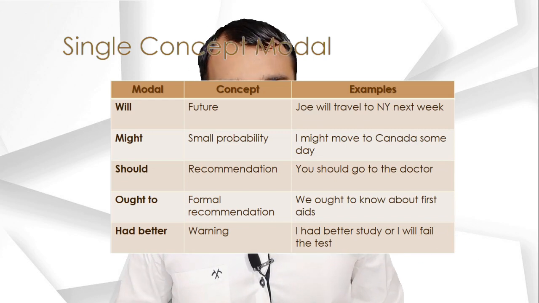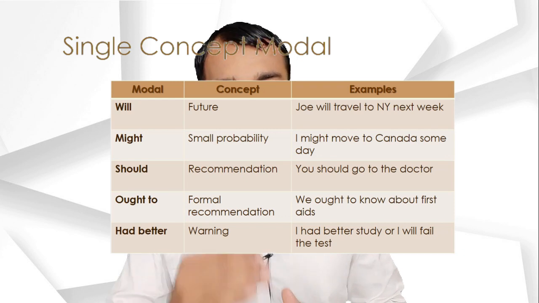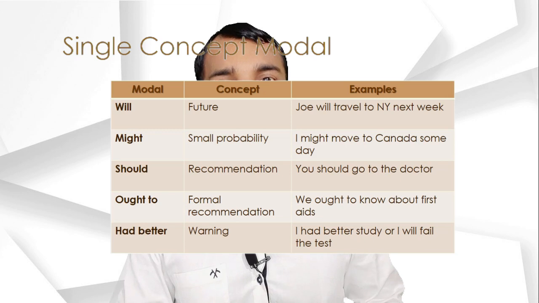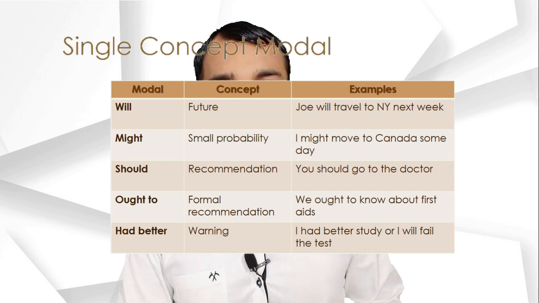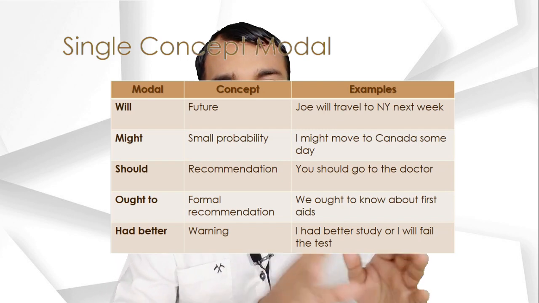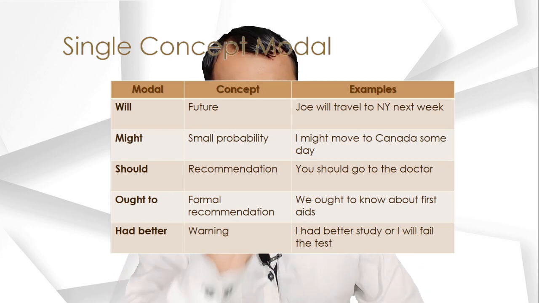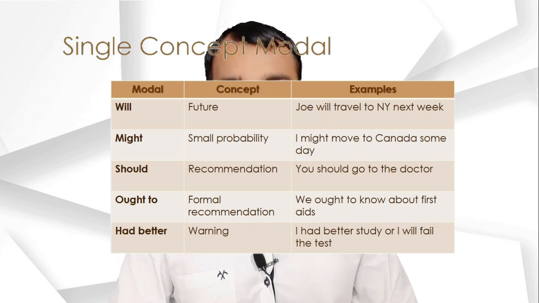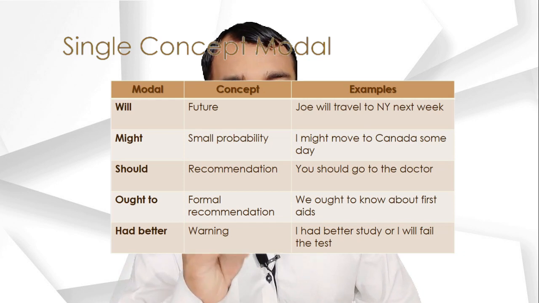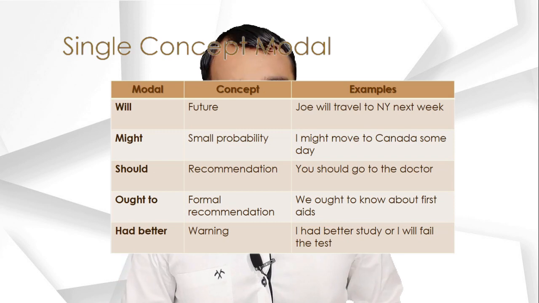Now might: its meaning is small probability. In order to express small probability, we use the modal might. It has only one meaning. For example, I might move to Canada someday. So there is a very small probability shown. I might move to Canada means that there is a small possibility to move to Canada. So that is showing the probability, small probability.